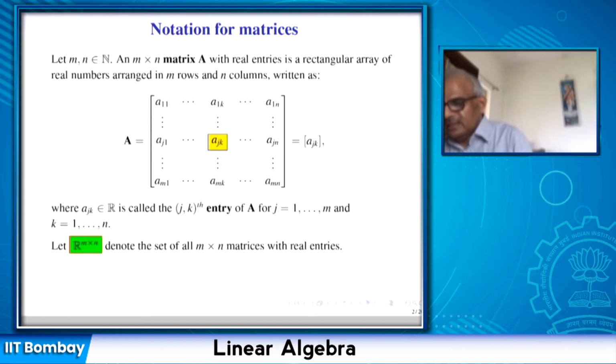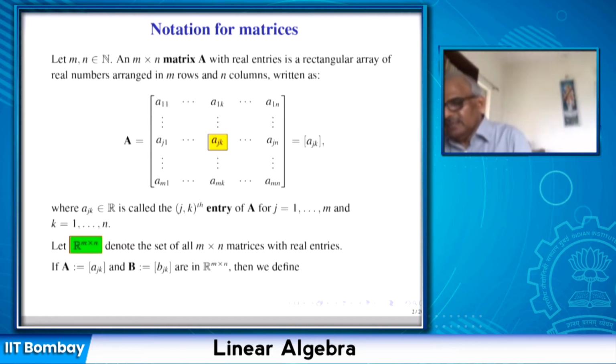So m cross n represent the size of the matrix, and R denotes that the entries are real numbers. So just think of all the m by n matrices put together, and this set, we will see later on that it becomes a vector space. And we can add matrices, we can multiply a matrix with a scalar, and we can multiply two matrices with some conditions on their rows and columns. So many things which we do with vectors can also be performed on matrices with some restrictions.